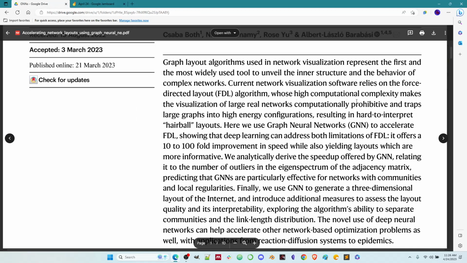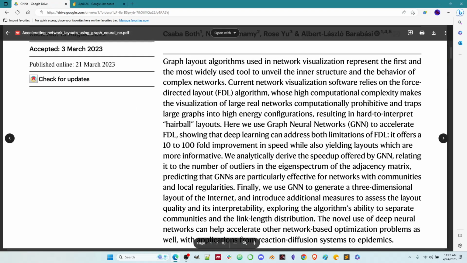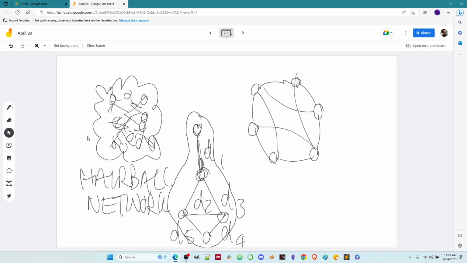So, that's not optimal. It traps large graphs into high energy configurations, resulting in hard to interpret hairball layouts. The hairball layout like this isn't a very good image of it, but suffice it to say, you can't really find a lot of the structure just by looking at it because there are way too many connections. It's in this hairball because, again, it's the most efficient way to display it in this square box that we have here.